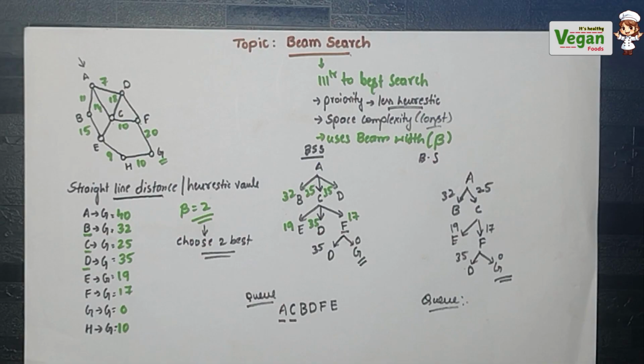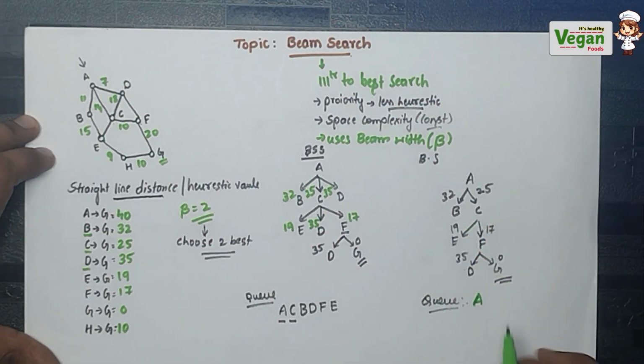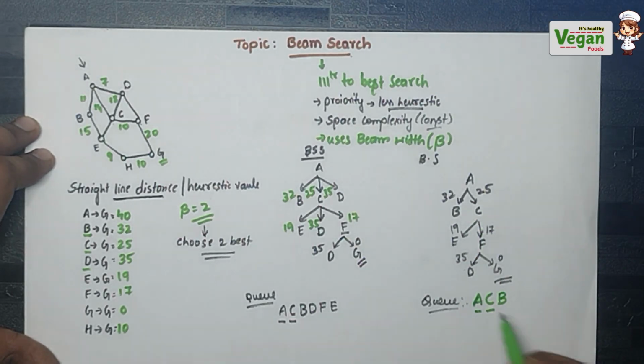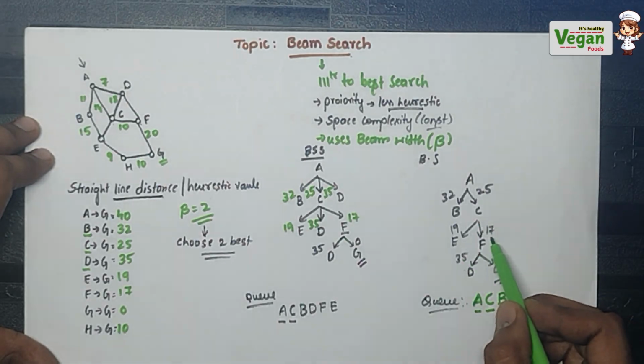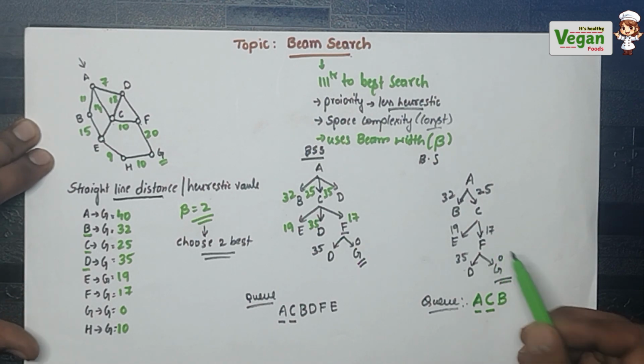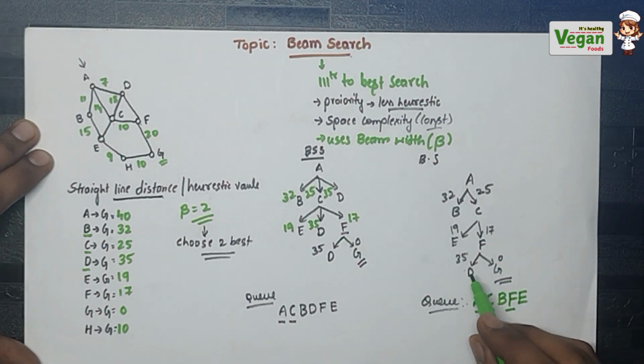If you write the queue values, from A you can go to B or C. Who is having less heuristic value? C. So C will get the priority first and then B. From A you went to C. Next from C you can go to E and F, but the least heuristic value is for F. So F will get the first priority, then E. Then you went to F.